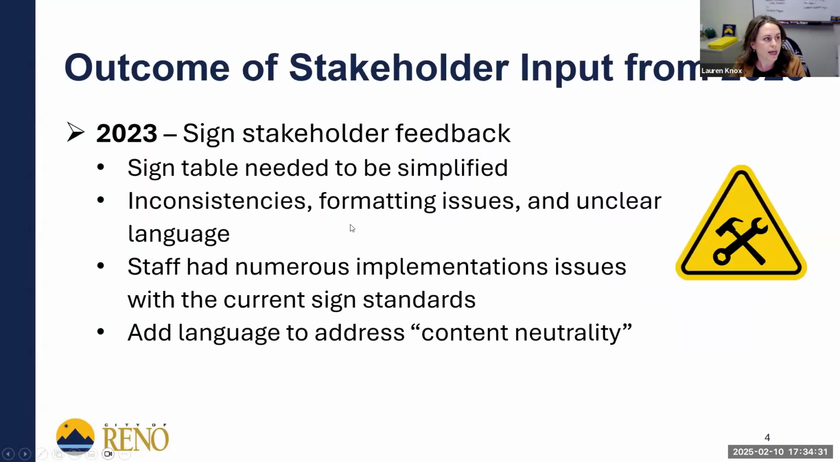What we heard in that initial 2023 stakeholder feedback was that our sign table really was the issue. It's a very large table of regulations and it needed to be simplified. We also heard there were some inconsistencies in formatting and some unclear language. Staff also had numerous implementation issues with the current standards and the language not being clear. We wanted to create some more consistency. We also noticed that we needed to add some language to address content neutrality. That is to ensure that when we're looking at signs, we're looking at the sign size and the height, those types of factors, and not at the actual content of a sign itself.